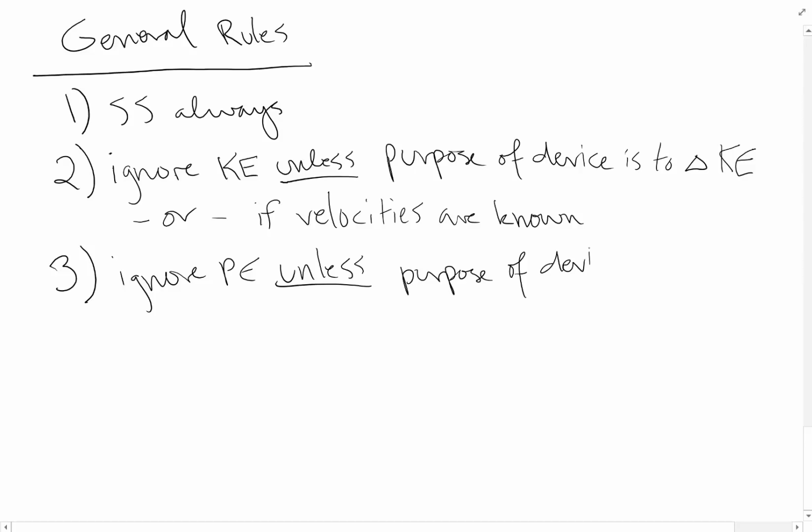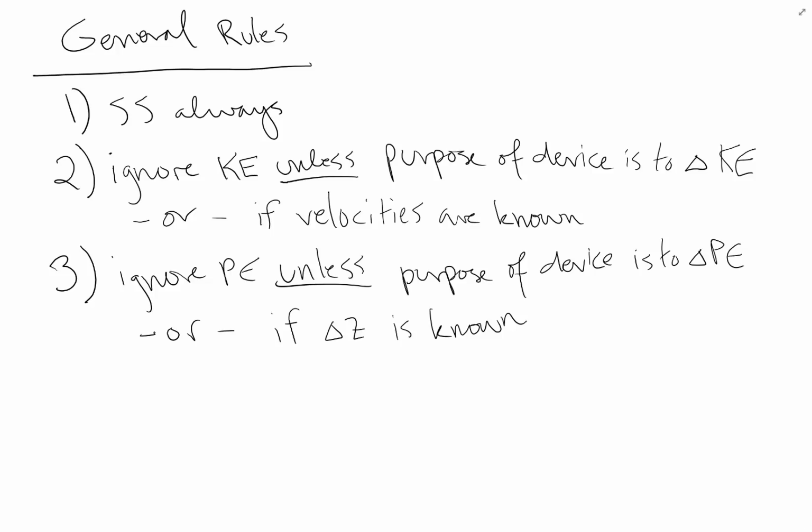change the potential energy. An example here would be if you had a pump and you wanted to pump water uphill. In that case, the change in potential energy is the entire point of the pump, and so you would need to worry about potential energy. And I'll also give you the same caveat, which is or if delta Z is known. If you have the height changes in a given situation, then you should probably use them. But otherwise, you should ignore it unless the purpose of the device is to change the potential energy.